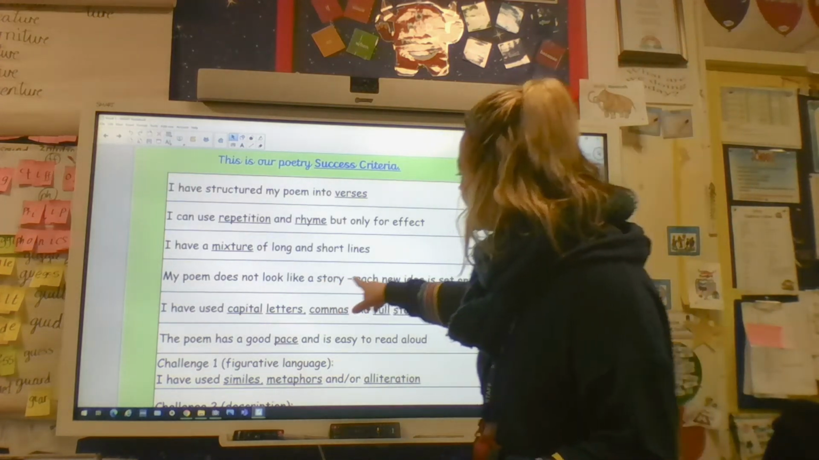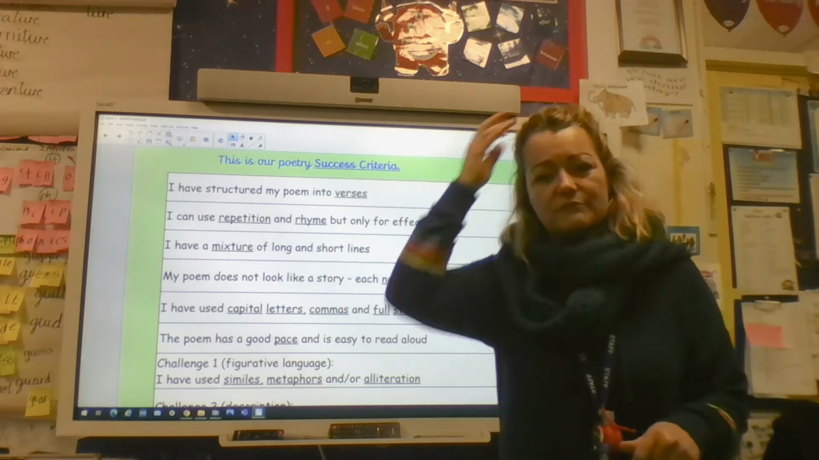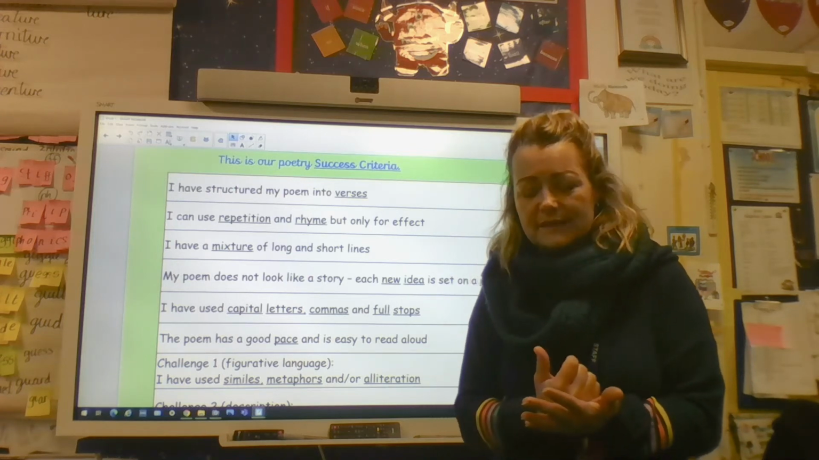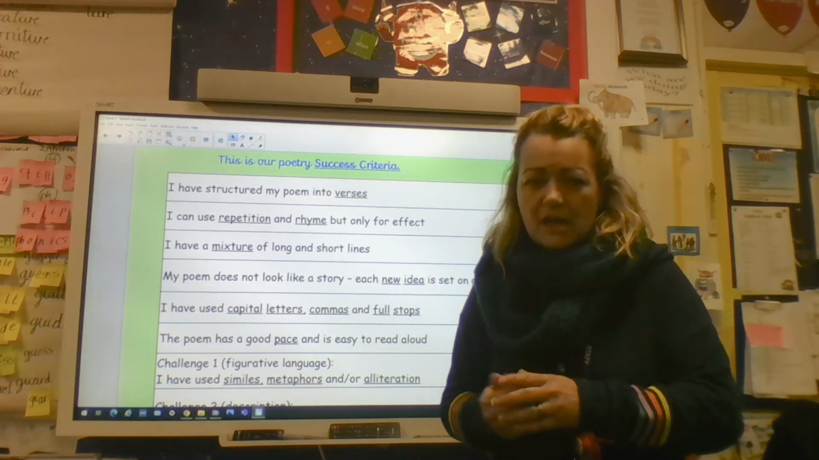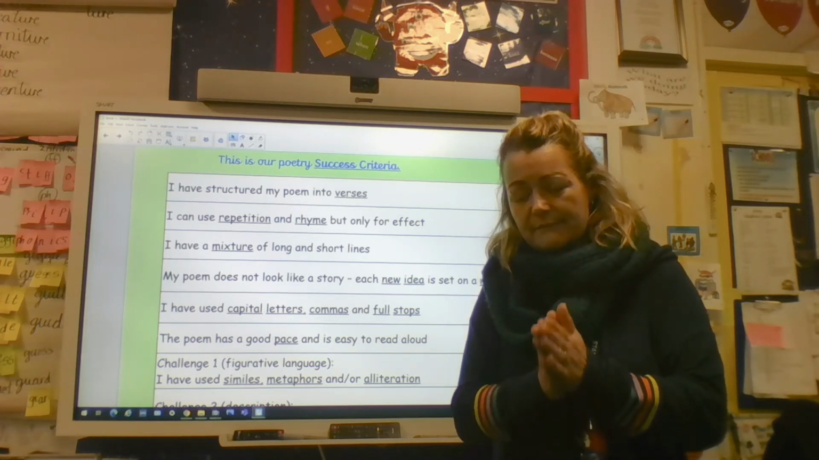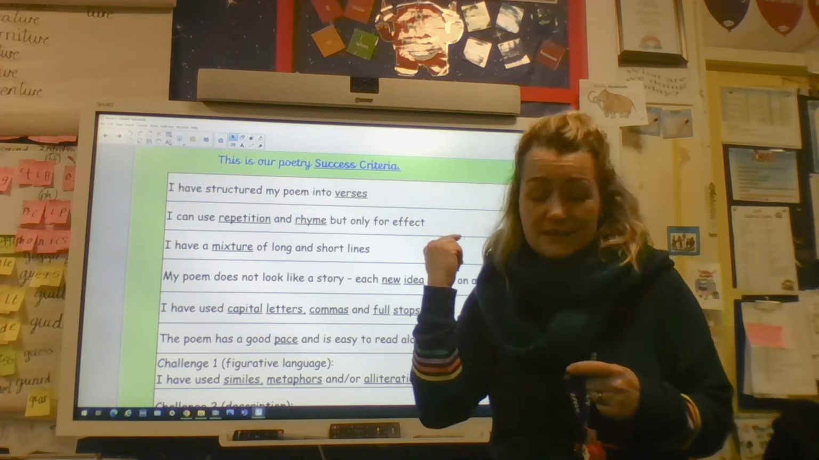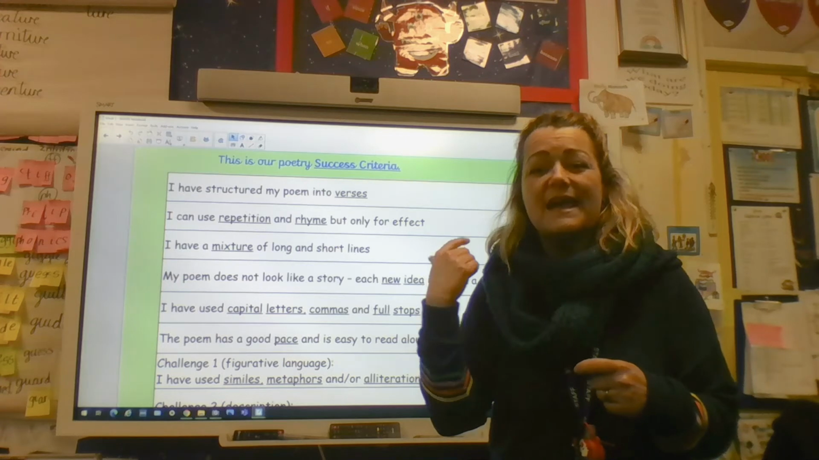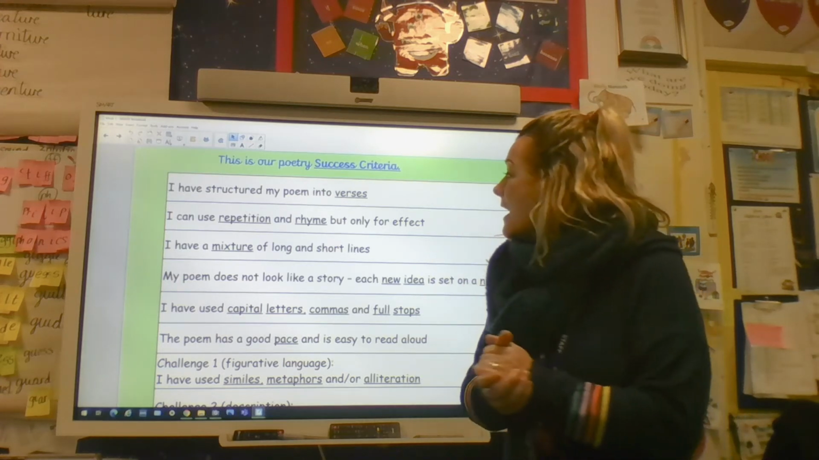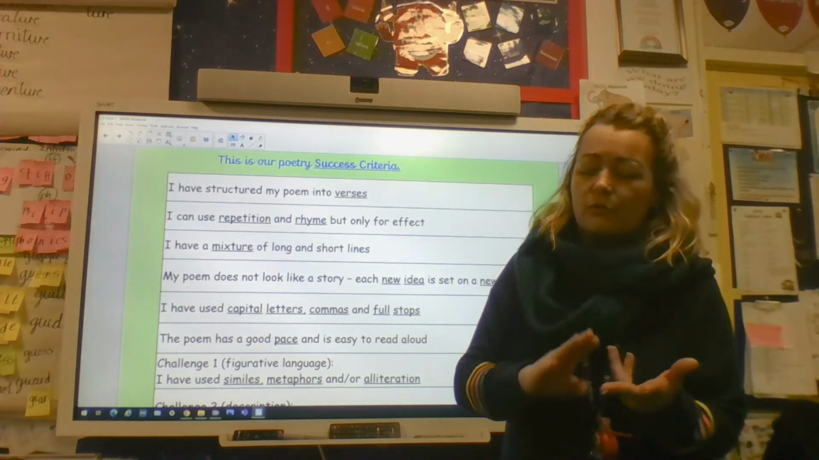My poem does not look like a story. Each new idea is set on a new line. It's quite tricky sometimes to write a poem because we naturally write sentences with capital letters at the beginning and full stops at the end. You will notice when you look at poems that they don't always follow the same format as that. And sometimes the sentence doesn't continue all the way to the end of the line. Sometimes a sentence can be broken up over 2 lines or 3 lines. We don't always use capital letters, and we don't always use full stops or commas.